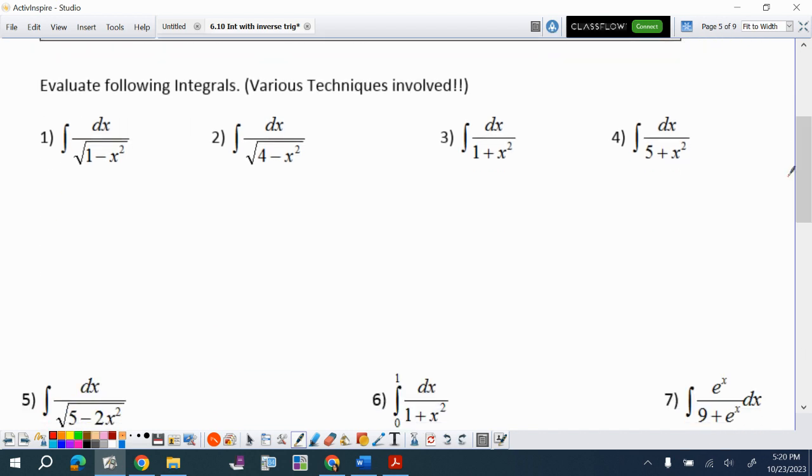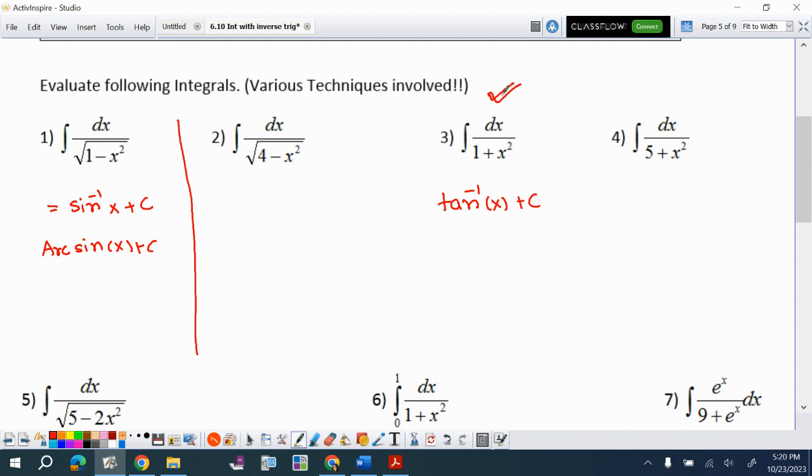So let's take a look at a couple of examples. Here, various techniques are involved. So you have to know that with radical 1 minus x squared, this is the easy one, sine inverse x plus c. Know that that is also arc sine of x plus c. You don't have to write both of them, but I'm writing both. So let's do the third one, the easy one. We can easily identify tangent inverse x plus c. This is a very, very popular fraction, which we are going to use in unit 10 also. This is also arc tangent of x plus c. Okay, so what is left is these two.